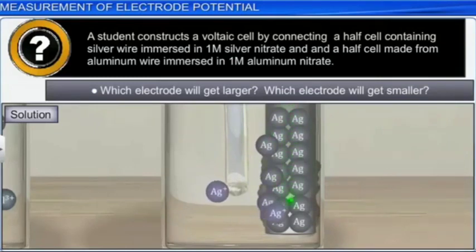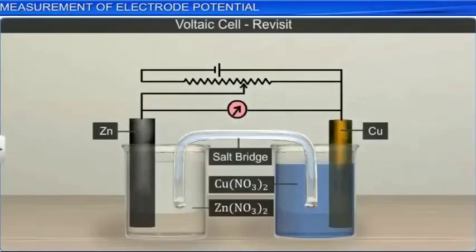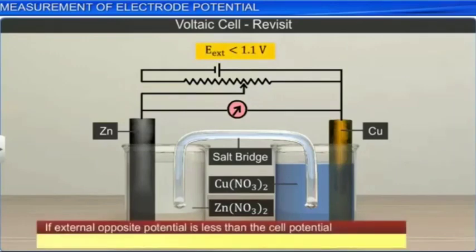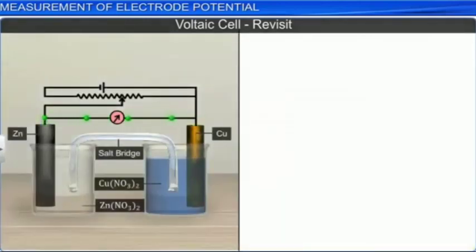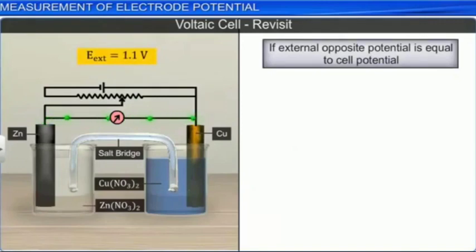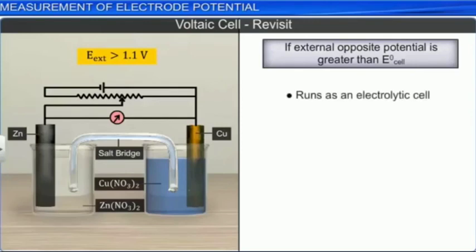Consider a Voltaic cell, such as the Daniell cell we studied earlier. If an external opposite potential that is less than the cell potential is applied, the reaction will continue in the forward direction. If instead an external opposite potential is applied that is equal to the cell potential, the reaction stops altogether. There will be no current flow. If the external opposite potential is larger than the cell potential, the cell will now run as an electrolytic cell. The reverse reaction will occur.